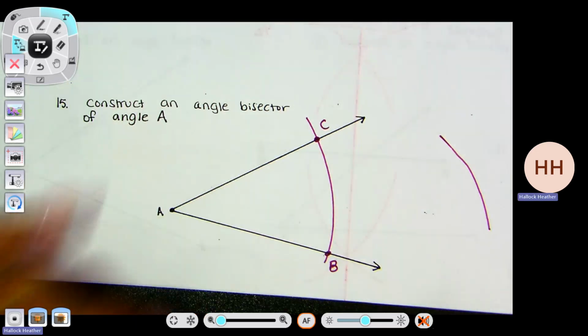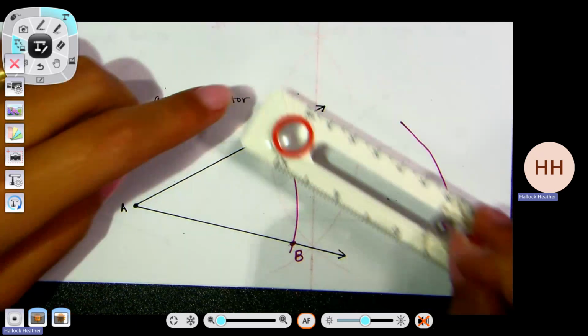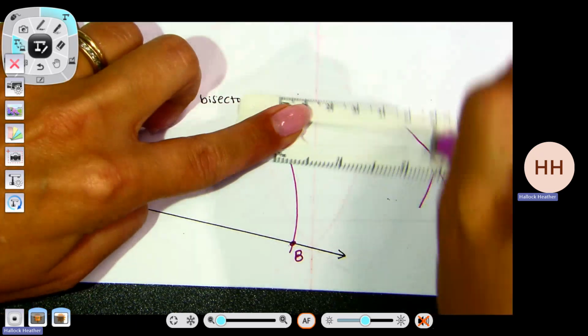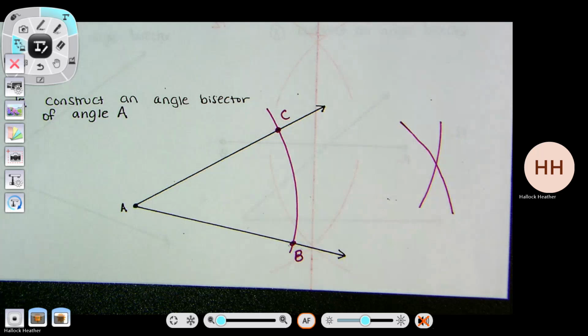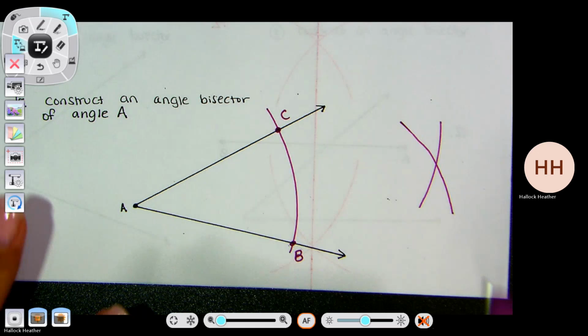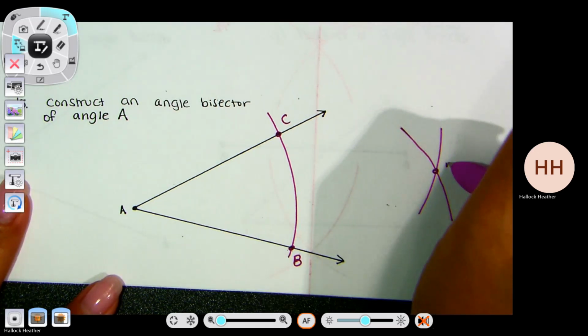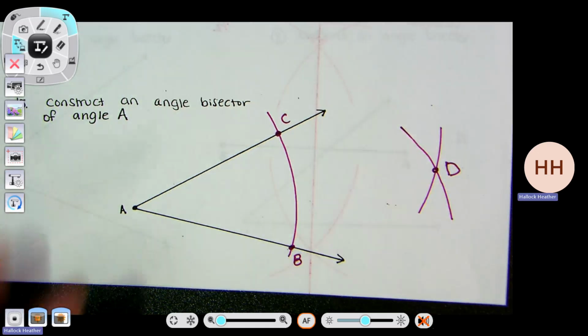You make the same arc on C. Put it on C. Make the same arc mark. Where your tic tacs meet, where your arc marks crisscross, that's a point. We're gonna call it D. And then the last step is to connect A to D. That's splitting the angle in half, making it an angle bisector. Bisector means equal pieces, cut in half, congruent, the same.